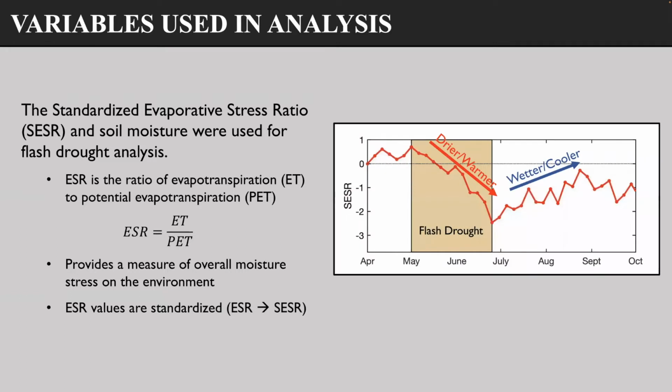Just to show a quick schematic of what SESR looks like and how it's used to define flash drought. We have an image here showing SESR in the red line, and the tan region is the outlined area of flash drought development. And generally, when you start to see rapidly decreasing SESR values, you are approaching drier and warmer environments. And in contrast, if you see SESR increasing, you will be going towards wetter and cooler conditions overall.